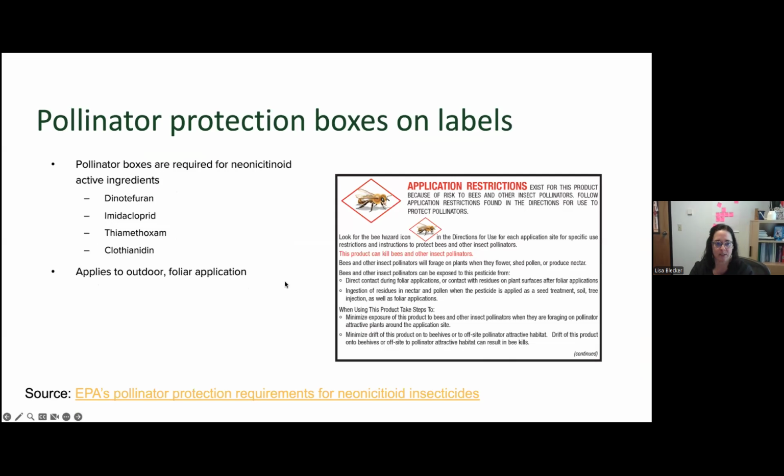So these bee boxes, you'll find them on outdoor foliar applied, or applied to the leaves. And there's just extra steps that you have to take to make sure that you're not going to harm pollinators, because this group of pesticides does have a higher likelihood of causing harm to non-target insect species. So you don't ever want to contact a pollinator directly. You don't want to apply these insecticides to flowering plants because flowering plants encourage or attract pollinators.